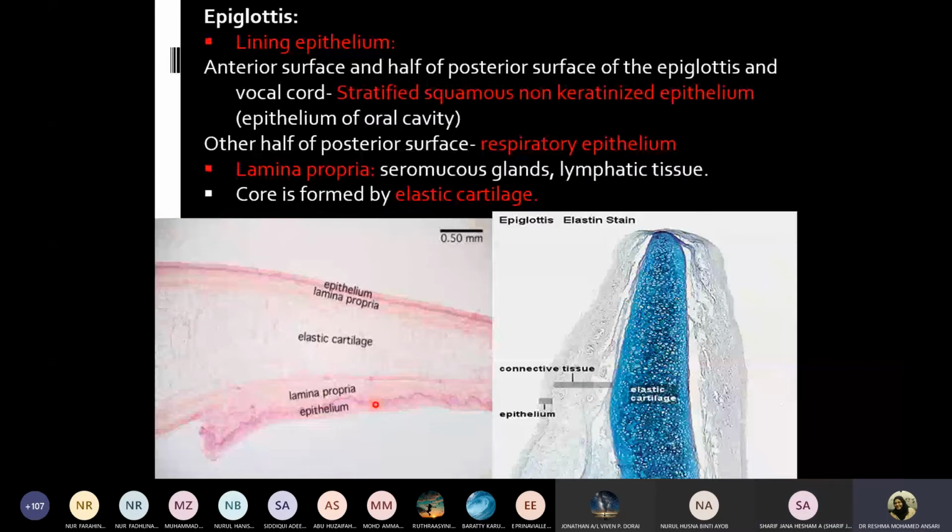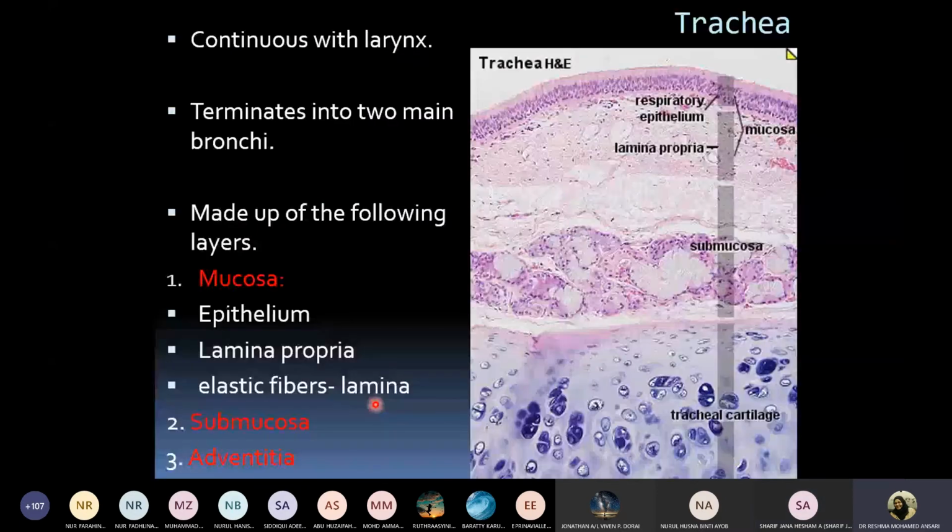Okay, yeah, on Friday. So then from the epiglottis, we move on to our trachea. Trachea is continuous with the larynx. It terminates into two main bronchi. The termination of trachea into bronchi is known as?